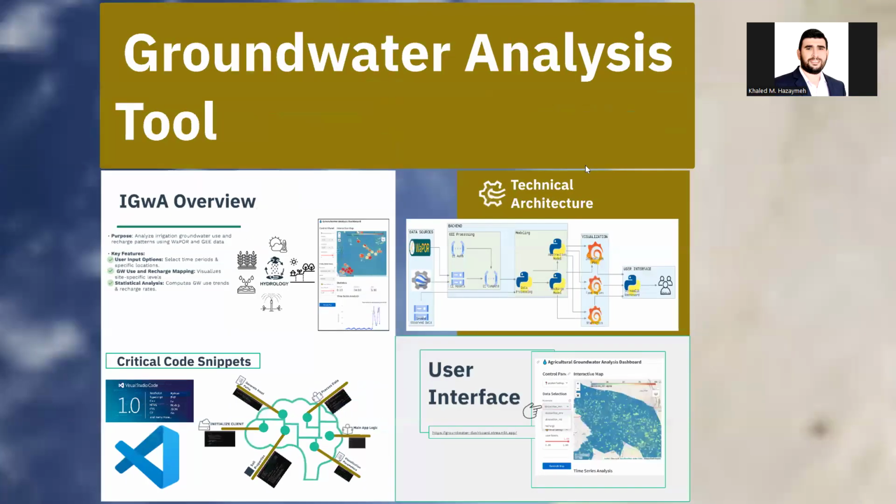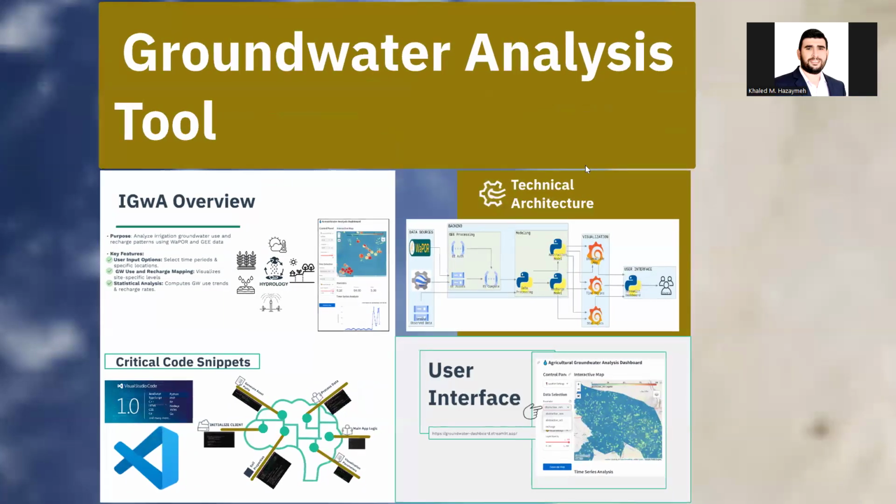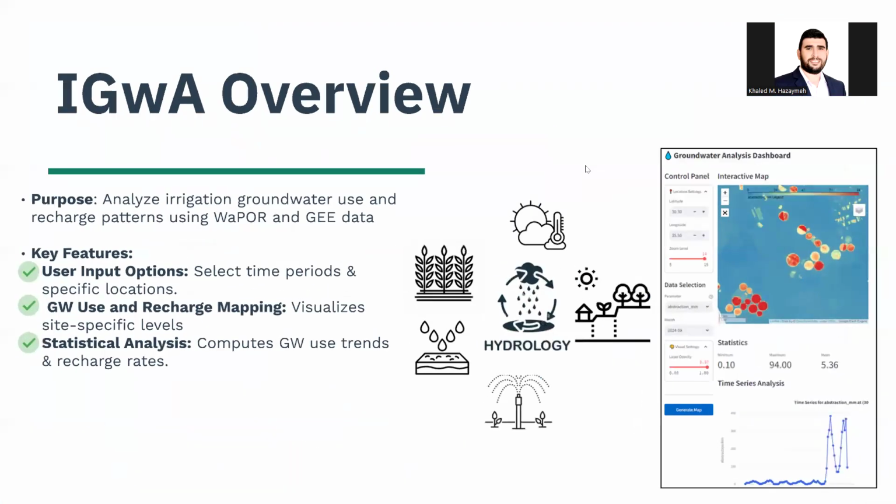So we'll go. The third tool is the groundwater analysis tool. That was actually an interesting case because we have a request from our Jordanian partners and from the Iraqi partners about the groundwater assessment. So they were interested to use the remote sensing, how we can actually use remote sensing to guide on groundwater use for irrigation and the groundwater recharge.